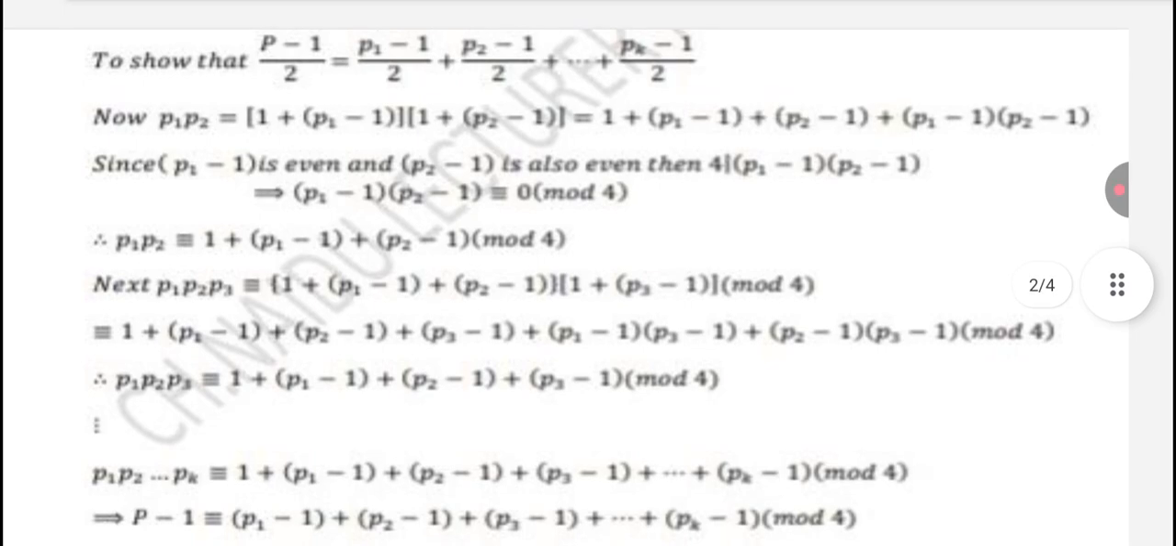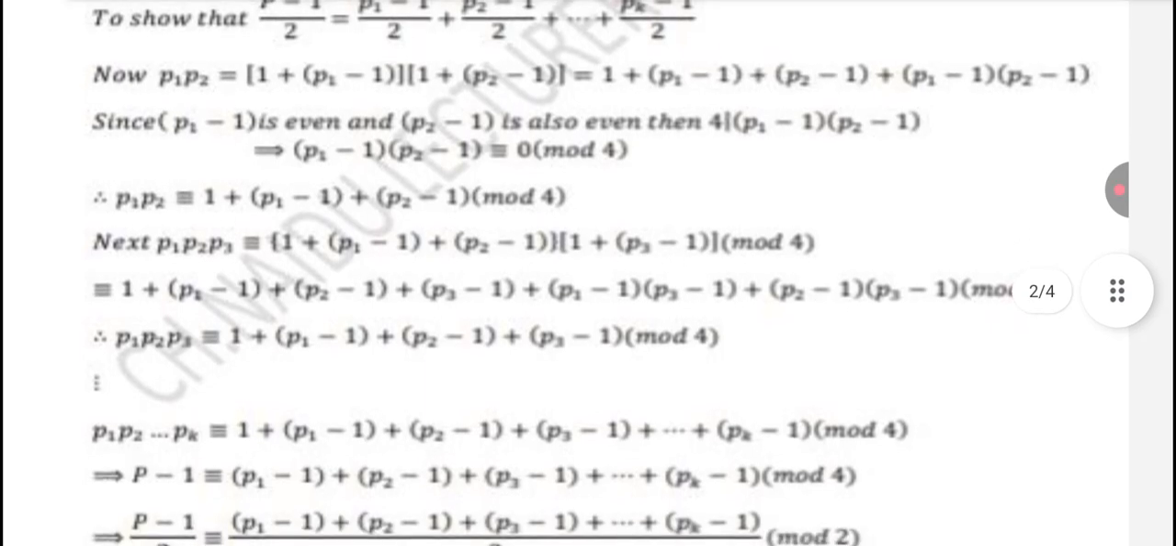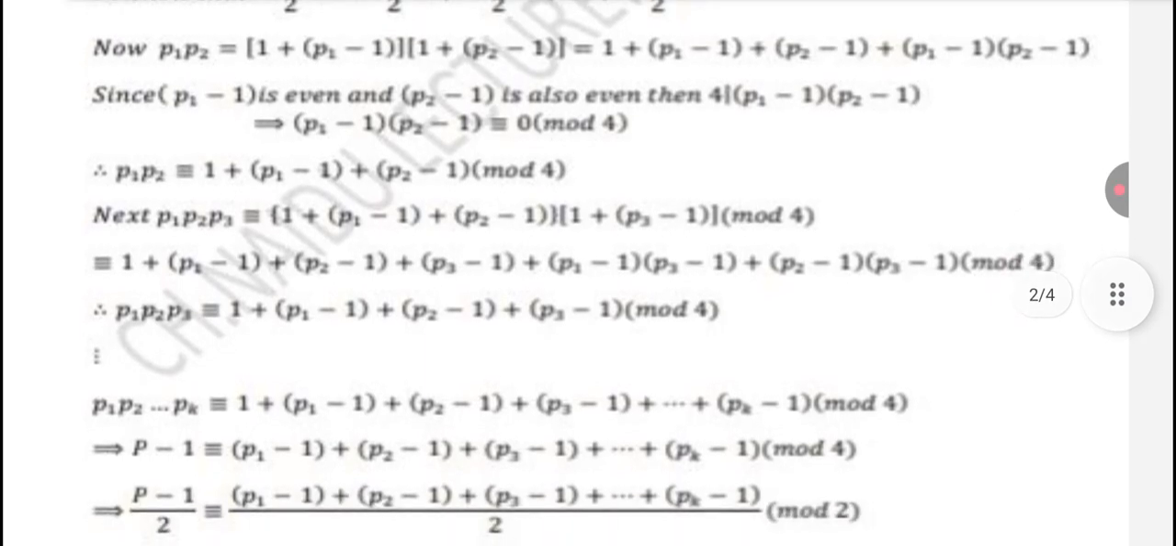Pk minus 1 mod whole. So when you bring 1 onto the left side, you get P minus 1 is congruent to (P1 minus 1) plus (P2 minus 1) plus (P3 minus 1) plus etc. (Pk minus 1) mod whole. Now divide throughout the equation by 2. So (P1 minus 1) by 2 is congruent to ((P1 minus 1) plus (P2 minus 1) plus (P3 minus 1) plus etc. (Pk minus 1)) whole divided by 2 mod 2.